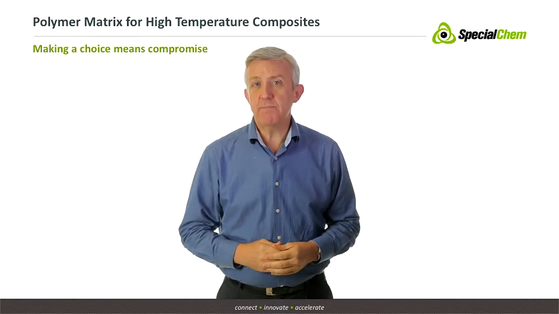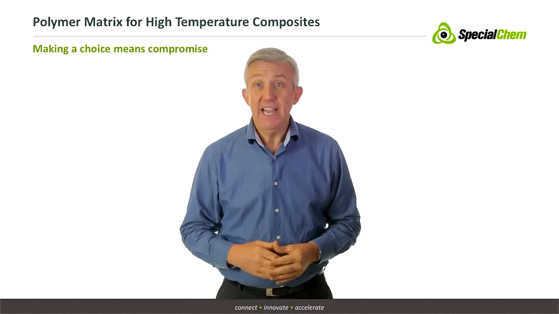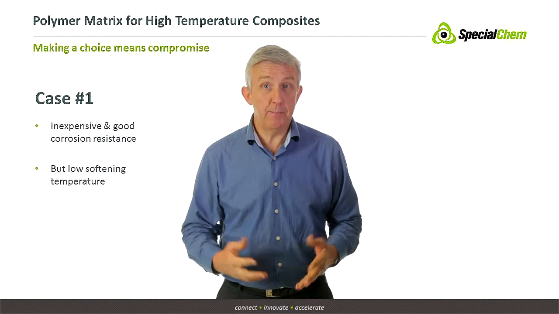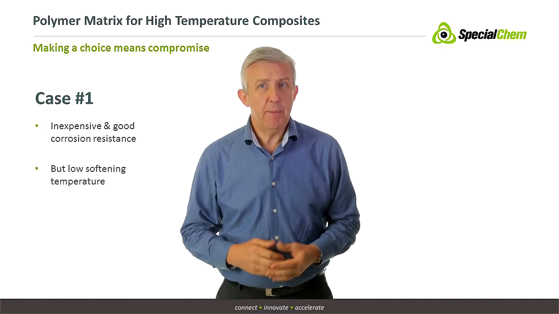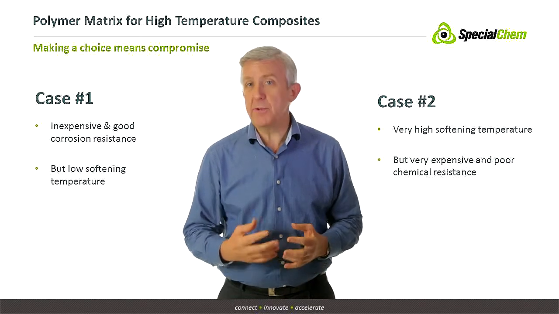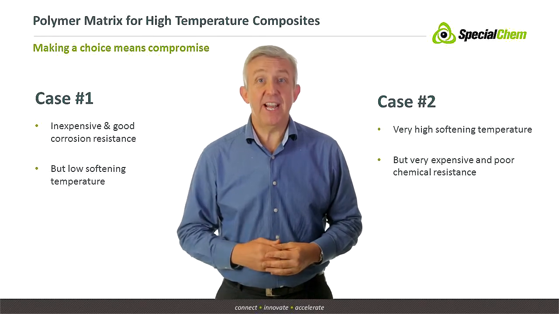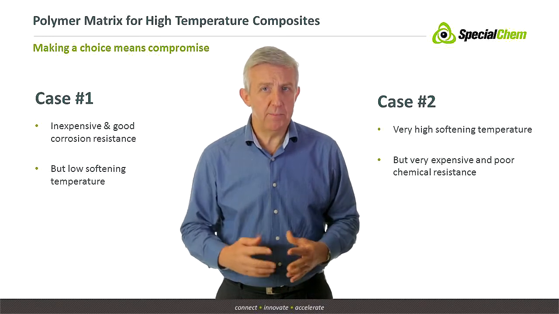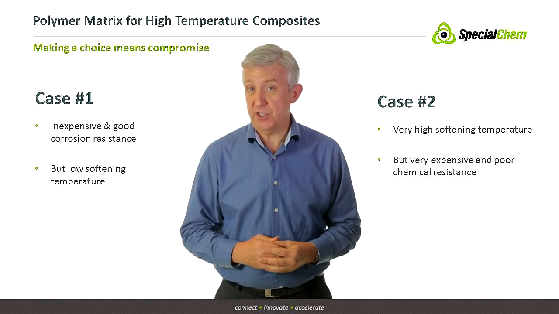Making the choice of the right matrix material for your high temperature composite is further complicated. Indeed, the possible choices do not excel in every category. For example, one material might be inexpensive and have good corrosion resistance, but have a very low softening temperature. On the other hand, you might have another material that has a very high softening temperature, but is very expensive and has very poor hydrolytic and solvent resistance. No one polymer will have all the most desirable features without having some negative features as well.